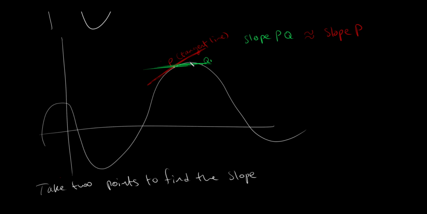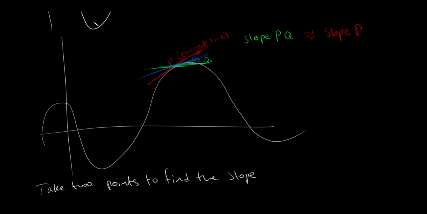We take another point Q, this time point Q3. We draw another tangent line. This time the slope connecting Q3 to P is closer.